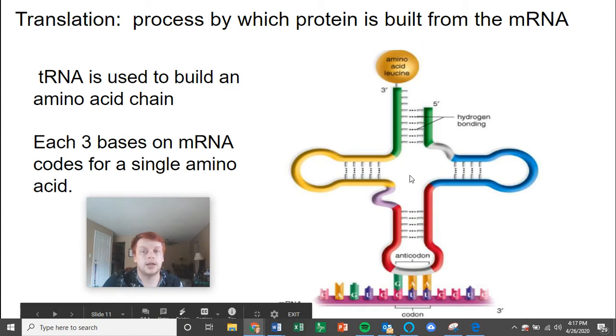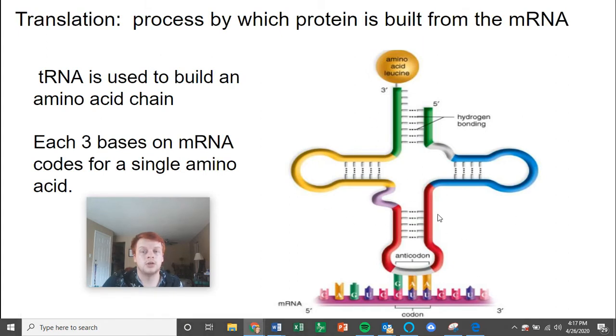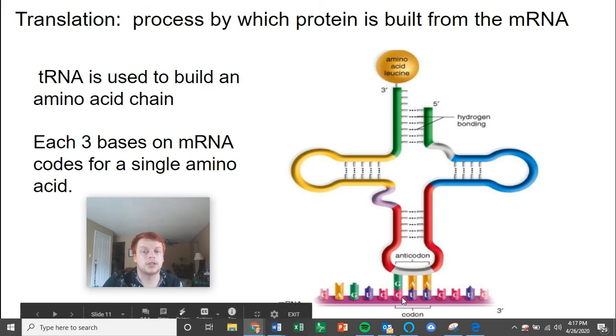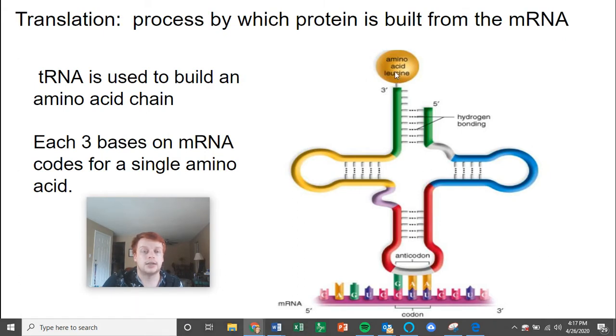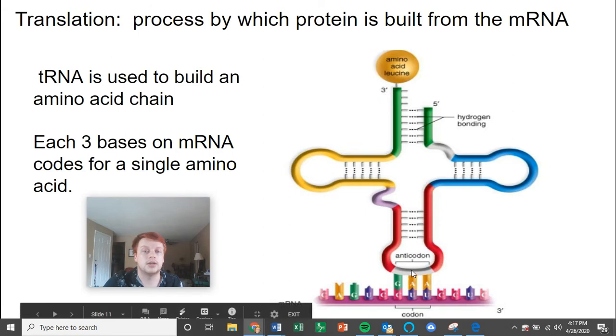And on the tRNA, which is this molecule here, you have an anticodon, which is just the opposite. So we have CUU. Remember, C pairs with G, U pairs with A, so the anticodon would be GAA. Now that anticodon matches the amino acid at the top here. So leucine is the amino acid that would get attached to this protein strand based on this anticodon.